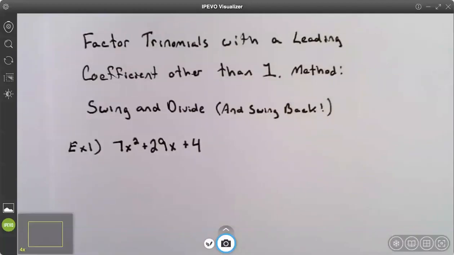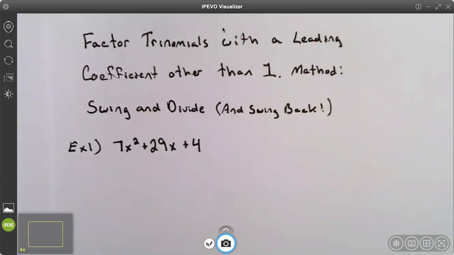This video is on factoring trinomials with a leading coefficient other than 1. There are many methods out there to do this. A lot of textbooks use guess and check. The method I like to use is called swing and divide. And really more appropriately, it's swing and divide and swing back, because there's 3 steps. We're going to swing, divide, and swing back.